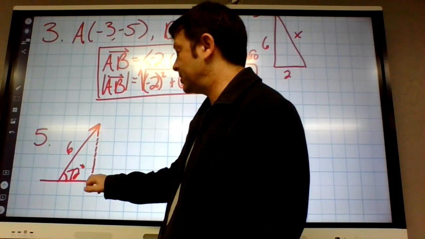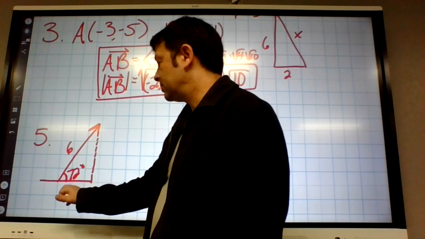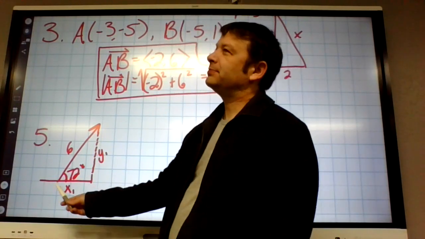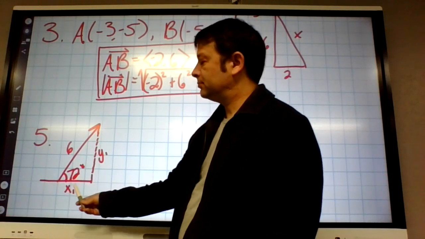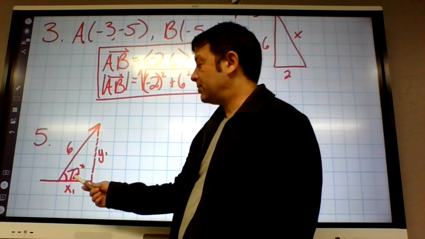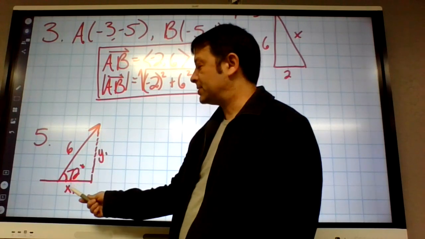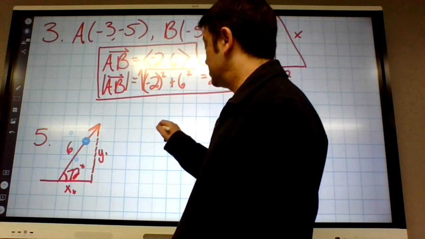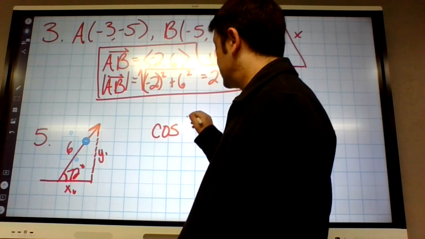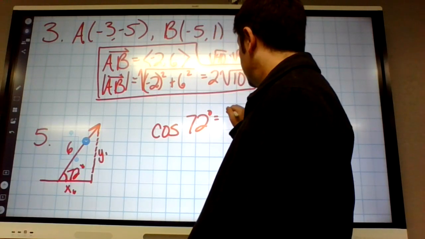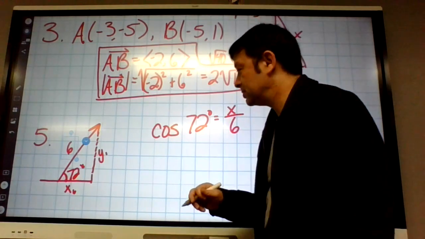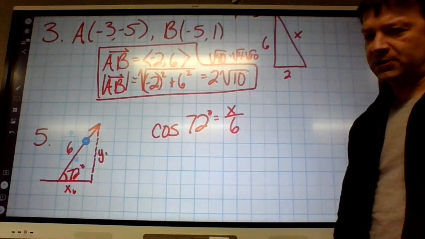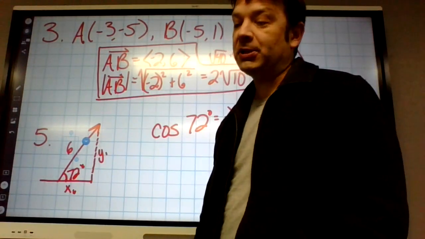Well, if I draw the lines in here, how could I find the x and y components? Right, so relative to 72 degrees, this is the adjacent and hypotenuse. So that is cosine of 72 equals adjacent over hypotenuse. So to solve for x, we would do cosine 72 times 6. They rounded to the hundredths place, the second decimal place.